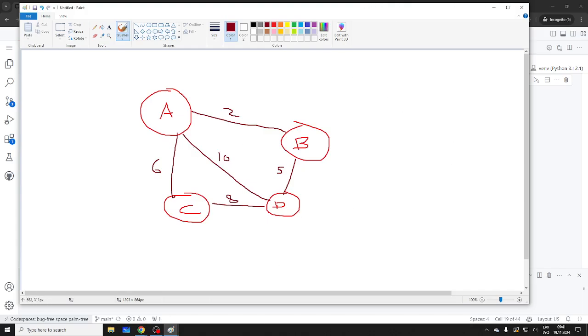Let's take a look. We start at C. Which one do we check? We check C to A, 6, same thing. And we add A, which has 2 and 10. The next one in the priority queue is going to be A to B. And then B also has the cheapest one, B to D. So obviously the order of where we start is going to matter for how we build up this tree, but the end result will be the same.